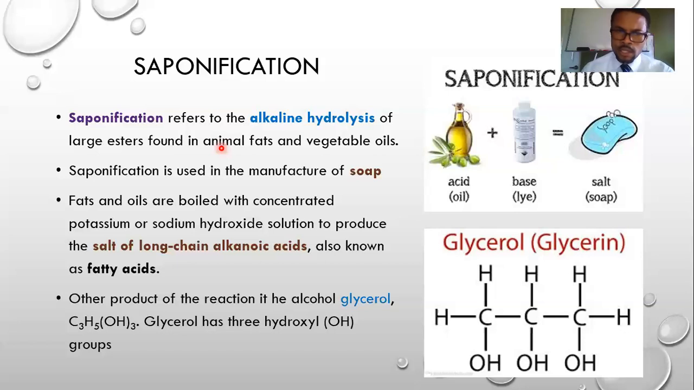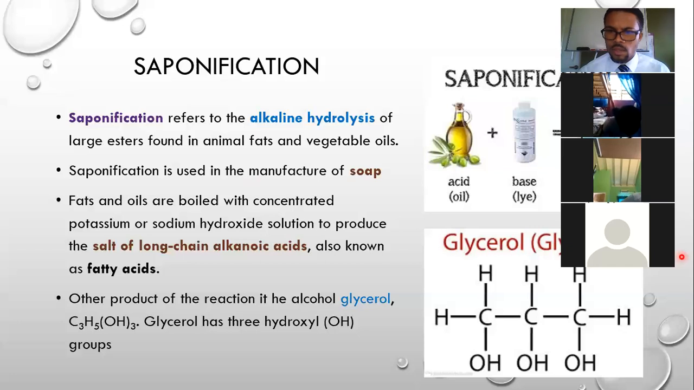So alkaline hydrolysis is actually what manufacturers use to make soaps, this particular process, where they take the fats from animals and react them with an alkali. So let's look at this. Fats and oils are boiled with concentrated potassium and sodium hydroxide solutions to produce salts of long chain alkanoic acids, also known as fatty acids.